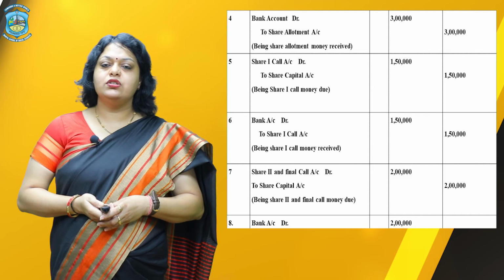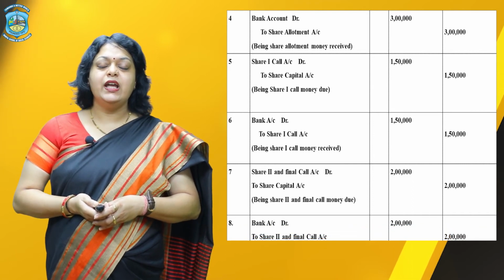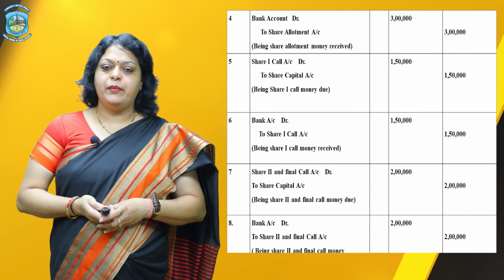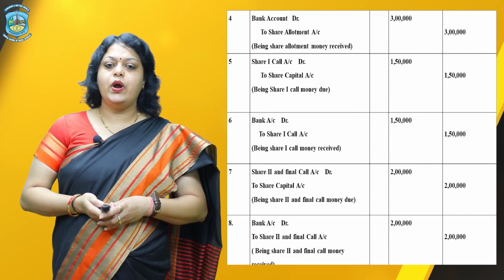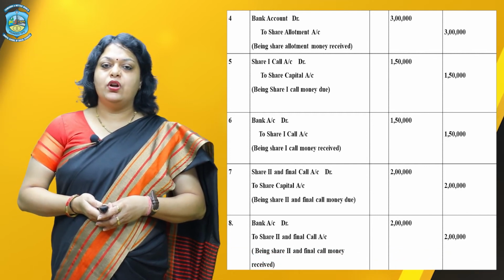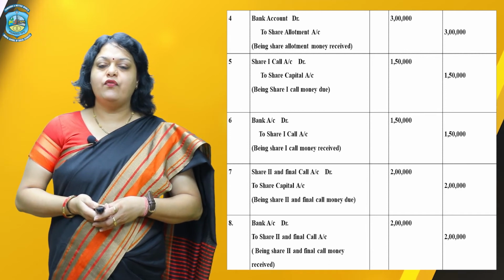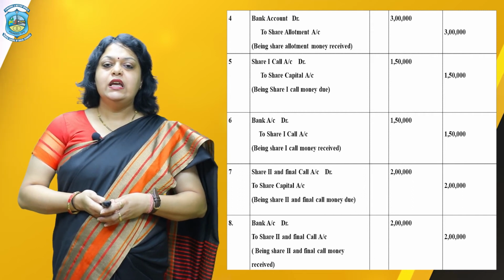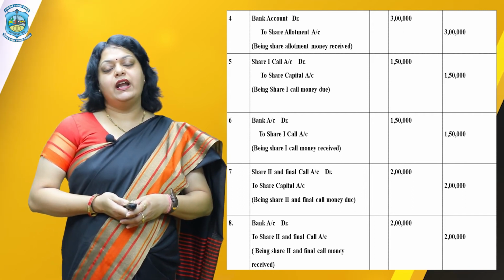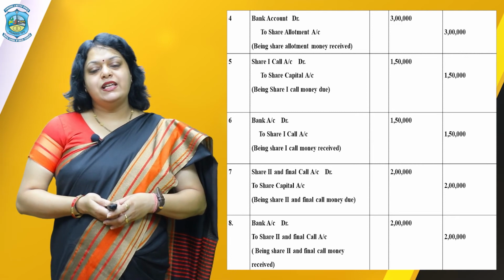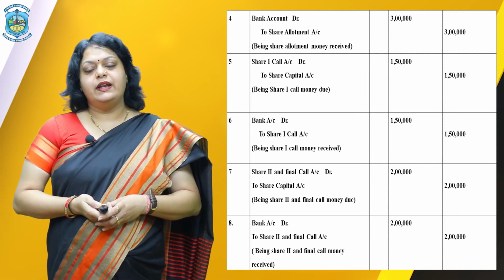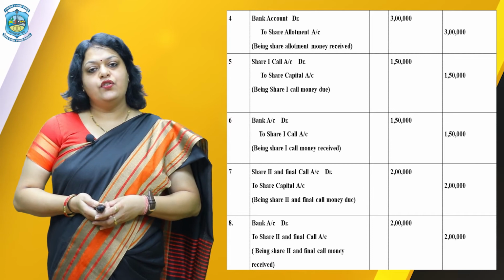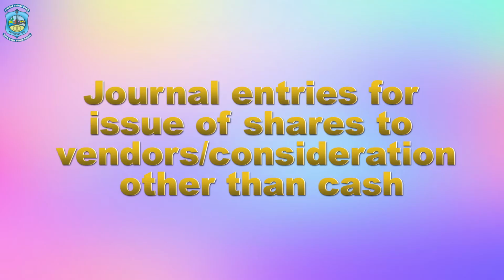Then we are having the next entry for the final call. Final call is the last call. So, we have to pass this entry share second and final call account debit to share capital account. This is a due entry, and 40 rupees is the amount due on second and final call. So, 5,000 into 40 we have to pass the entry, and next one is the bank account debit to share second and final call. This is the receiving of the second and final call, that is 5,000 into 40 rupees. Then next entry we have to pass for the journal entries for issue of shares other than the cash consideration.